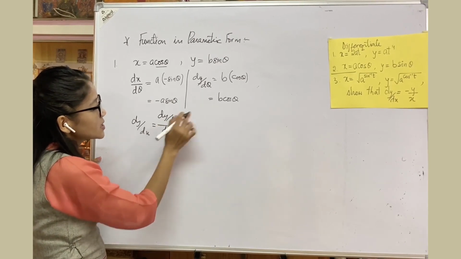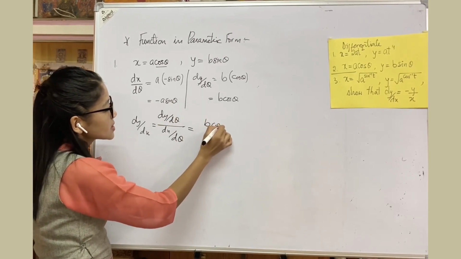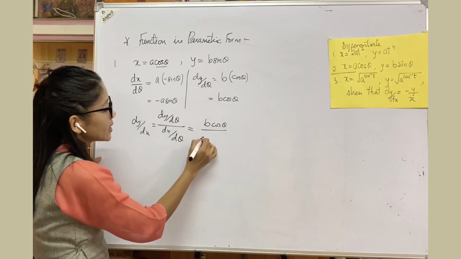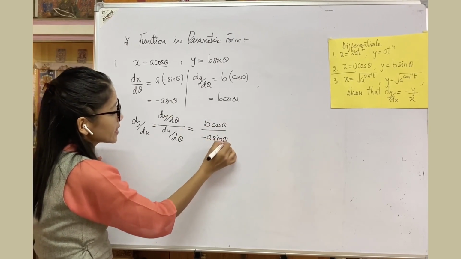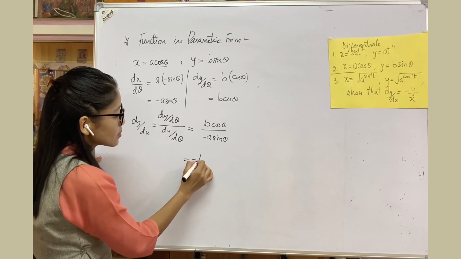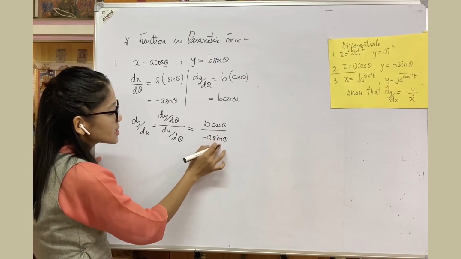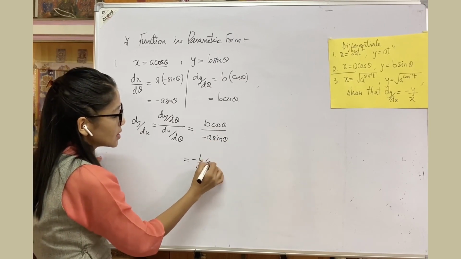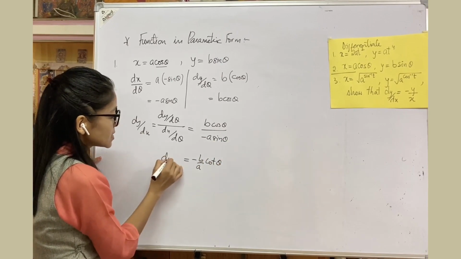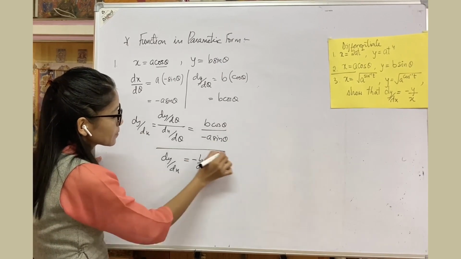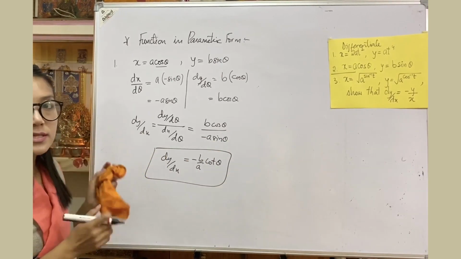So what is dy by d theta? It is b cos theta divided by negative a sin theta. So I can write it as minus b upon a. Cos theta upon sin theta is cot theta, so that is cot theta. So this is your dy by dx. It's quite simple.